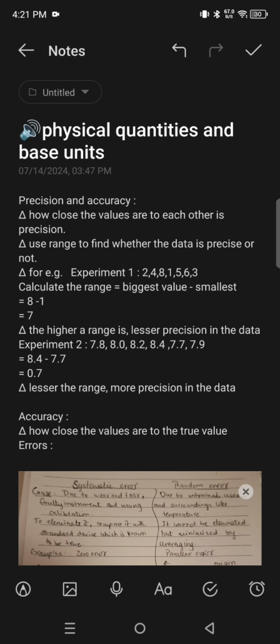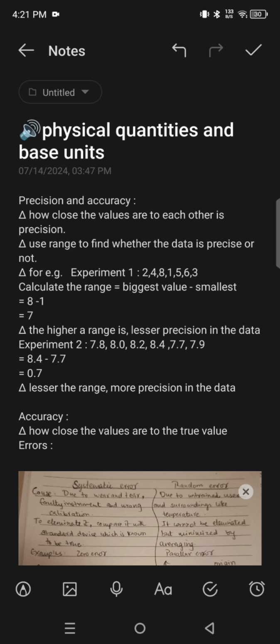So precision and accuracy. How close the values are to each other is precision, like how close the readings are to each other. It tells you how precise the data is. You can use range to find whether the data is precise or not.